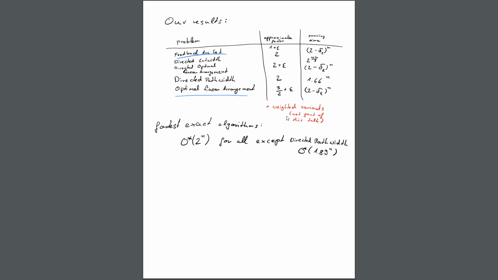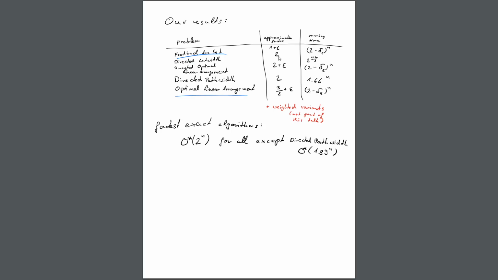And they are listed here in this table for feedback arc set, directed cut width, directed optimal linear arrangement, directed path width, and optimal linear arrangement in undirected graphs. We have the following approximation factors. For feedback arc set, a 1 plus epsilon approximation in better than 2 to the n time, but how much better we are compared to 2 to the n depends, of course, on the epsilon.